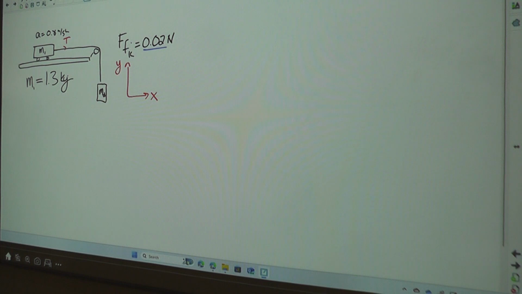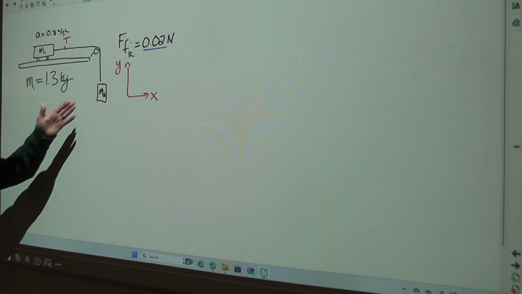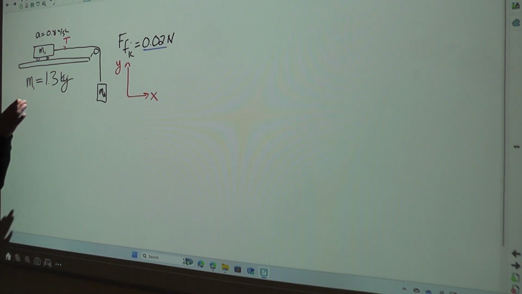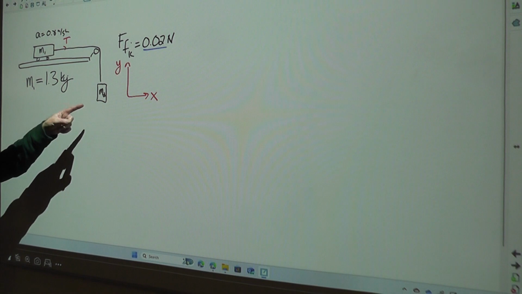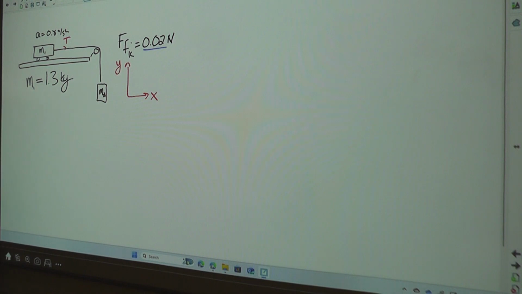It's easier to keep track of which one is which if we call one M1 and one M2, or one MC and one MH for hanging mass. If you just think of them both as being M, you're going to run into trouble. They don't have the same mass. You're going to get equations that have M in them, and you won't remember which one you're talking about. Okay? So let's start with the cart.